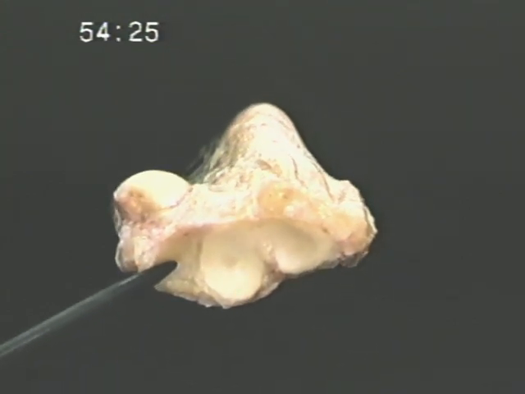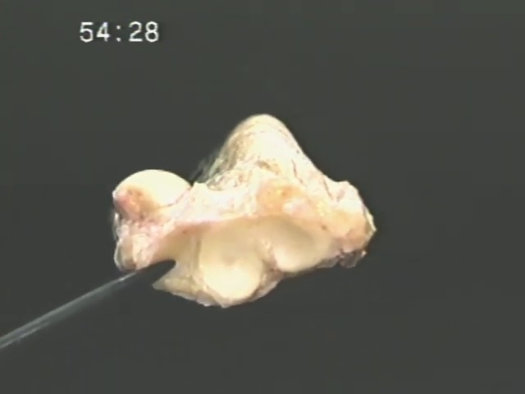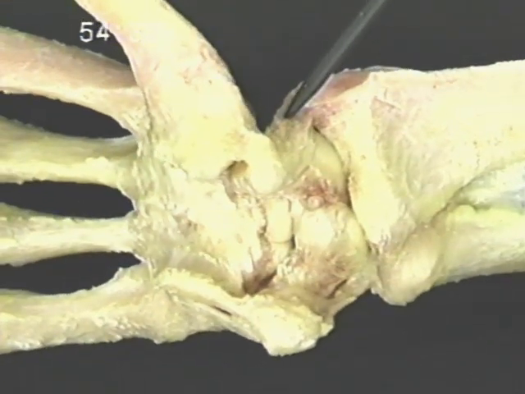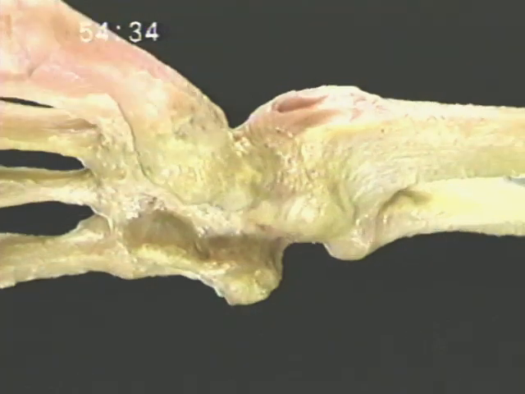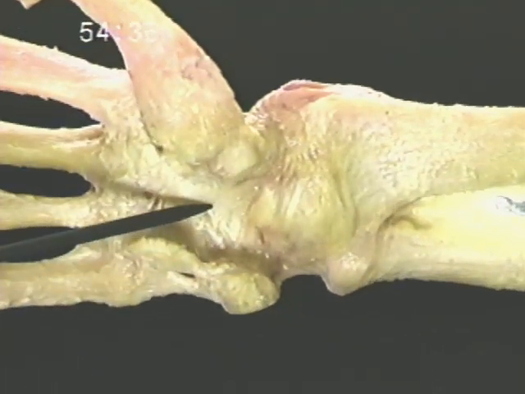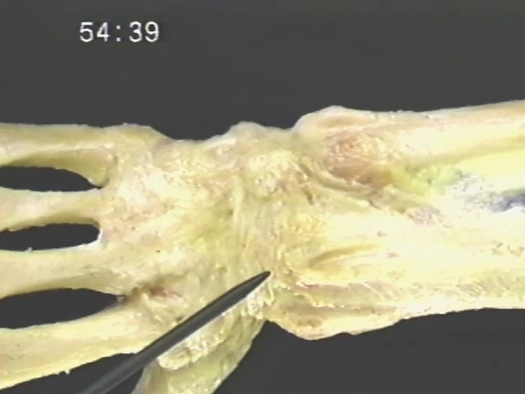At the wrist, here's the triangular fibrocartilage, the radial collateral ligament, the ulnar collateral ligament, the palmar radiocarpal, and dorsal radiocarpal ligaments.